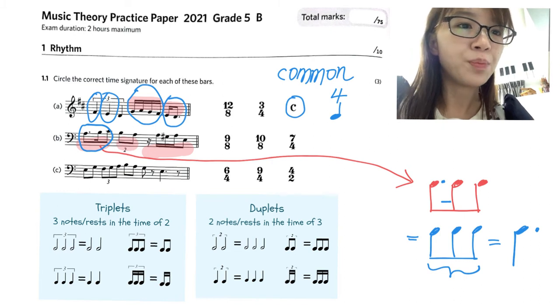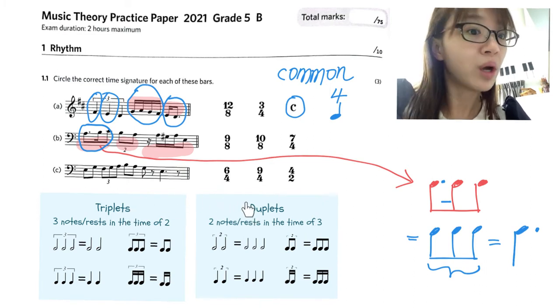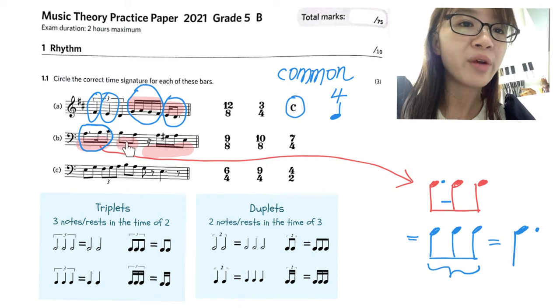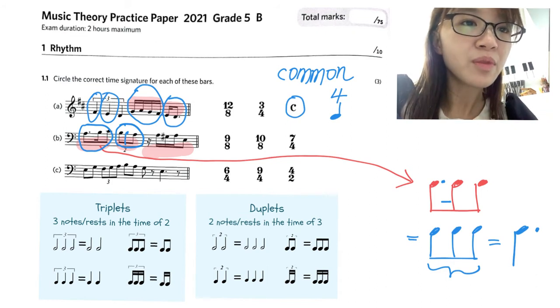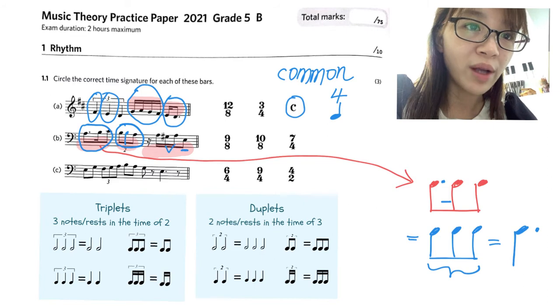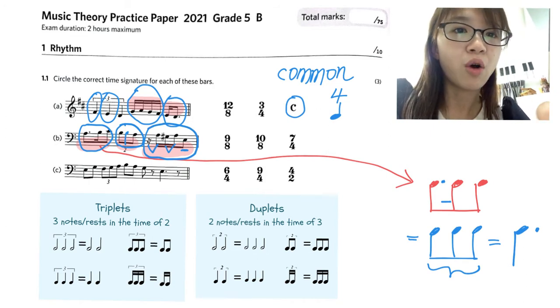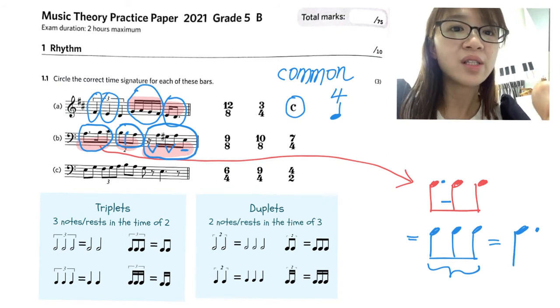How about duplet? Duplet means two notes or rests in the time of three. And oppositely for triplets, you add one more note, the value itself. So two quavers means that you will play the value of three quavers. You will add one more quaver in between the value itself. So you treat it like three quavers. So you have another group of three quavers. Follow, you have one quaver. You have one quaver, and these two is equal to one quaver. So you have another group of three quavers. So you have a total of one group, two groups, three groups. And you have 1, 2, 3, 4, 5, 6, 7, 8, 9. Nine quavers. Nine quavers gives you 9, 8.